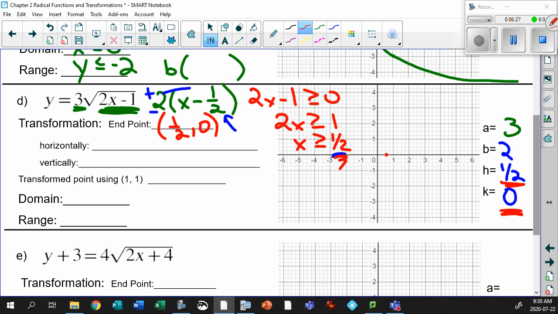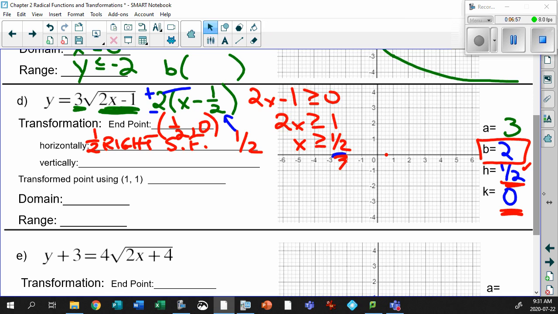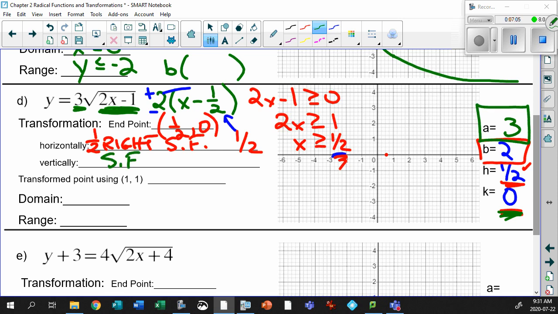Now, if it asks you to describe the transformations, you have to tell me what's going on. So horizontally, what did we do? Horizontally, we moved 1/2 to the right, 1/2 right, okay? And we also have a stretch factor of, remember to flip it, a stretch factor of 1/2. What are we doing vertically then? Well, vertically, we're not moving up or down, but we are stretching, with a stretch factor vertically of 3.